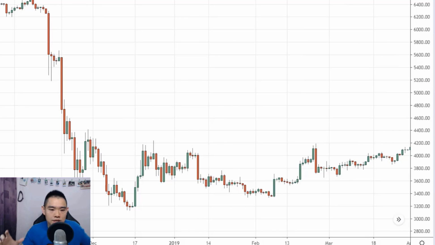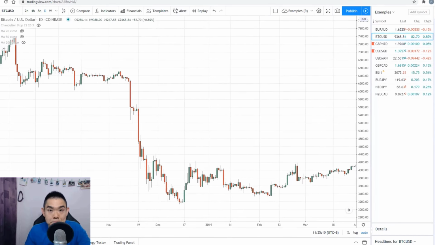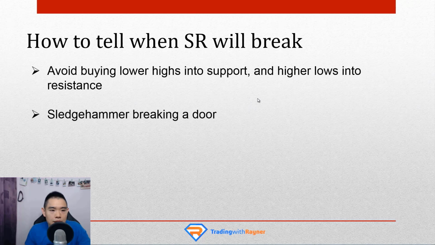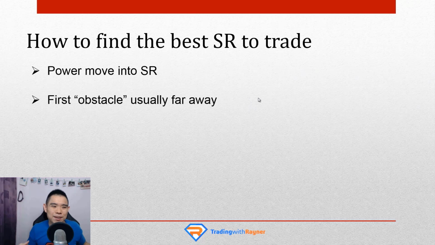Okay, so hopefully this concept has helped you understand where I'm coming from. Number two, how do you find the best support resistance areas to trade? Well, the trick is this. You want to find a strong power move into support resistance. Now, what do I mean by power move?